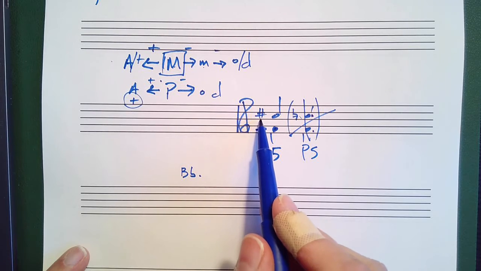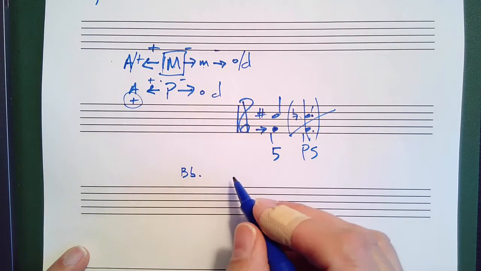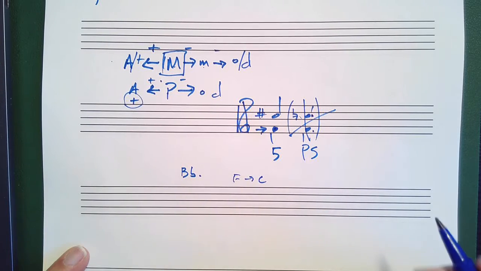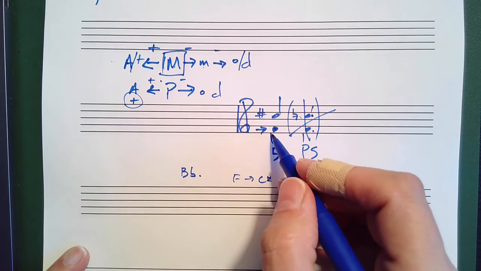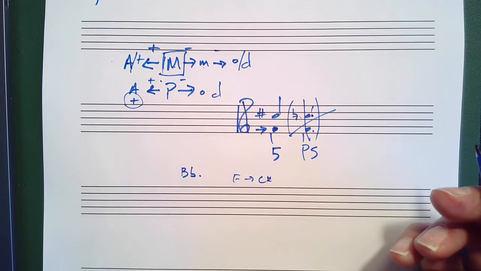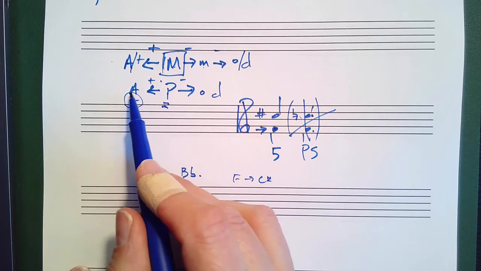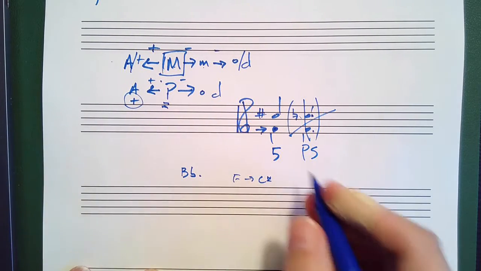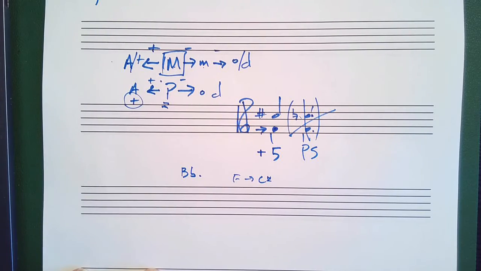What we have instead is an interval that's a half step larger. We've gone from F up to C, and then we've moved the C a half step larger, so it's now a C sharp. And if we take a perfect interval and we make it a half step larger, it becomes augmented. So F to C sharp is an augmented fifth.